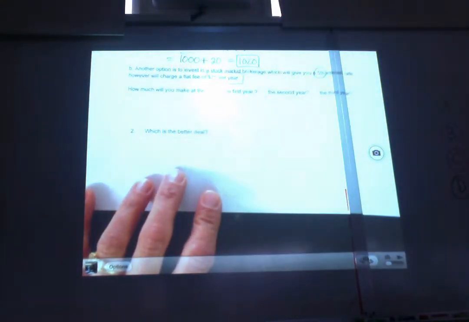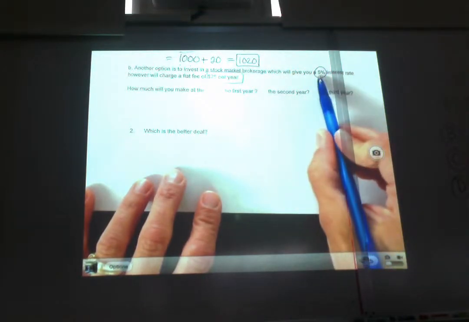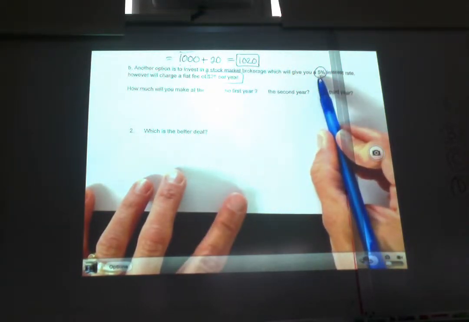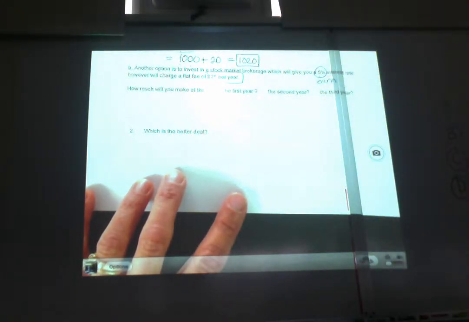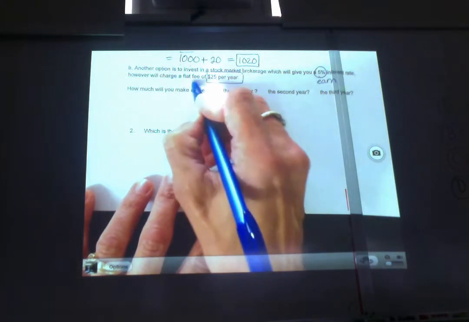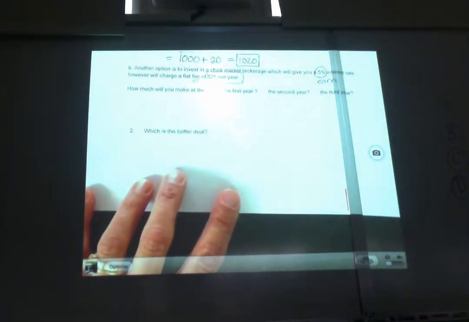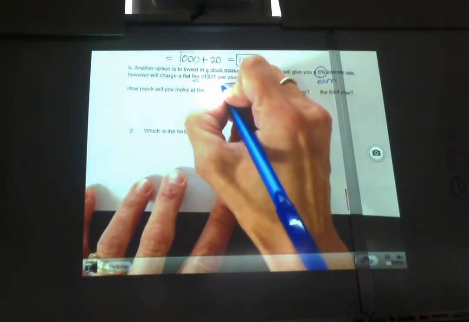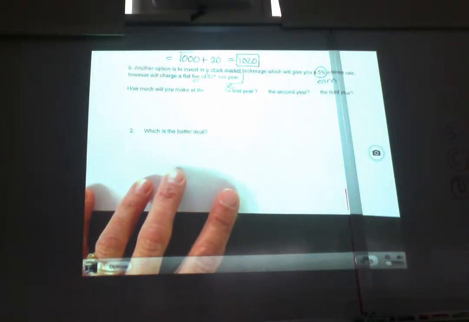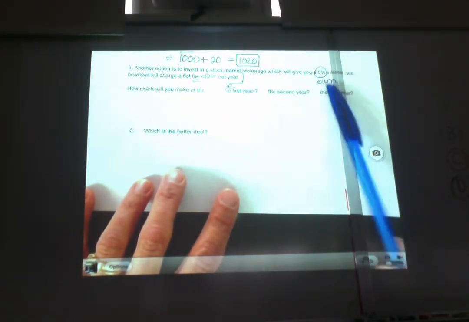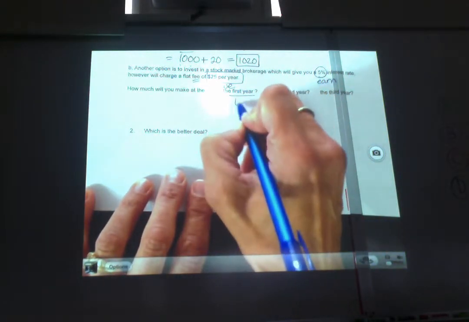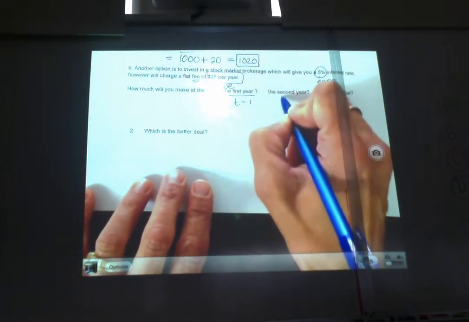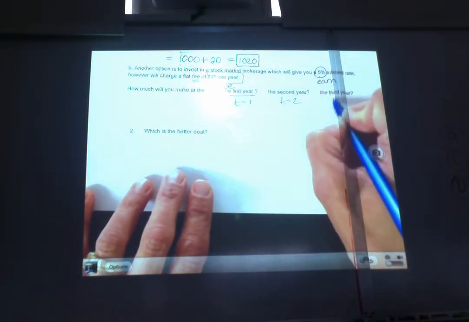Okay. What's going to happen there? The 5% interest is something you earn. But this is a fee. What is a fee? Something you owe. Okay, so each year you're earning something, but at the same time you owe something. Again, first year, second year, and third year.